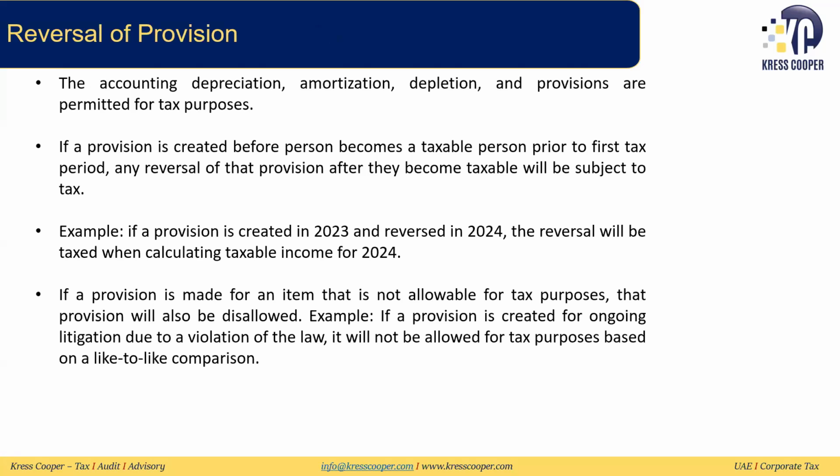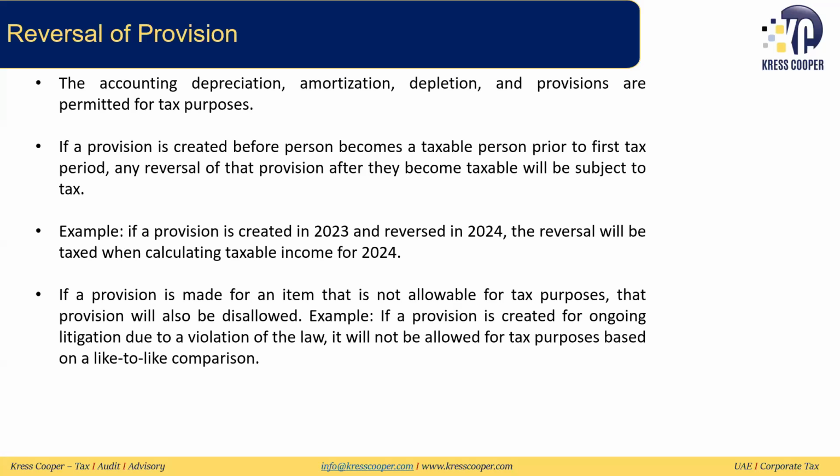But in the guide, they have clarified that if a provision is created before a person has become a taxable person, prior to the first tax period, then reversal of that provision after they have become taxable will be subject to tax. So, for example, if a provision was created in 2023 and reversed in 2024, when the person got registered and became a taxable person, then the reversal will be taxed when calculating the taxable income from 2024. So when they file this return in September 2025, they will need to tax this reversal in that computation.